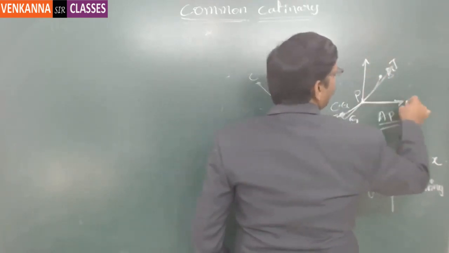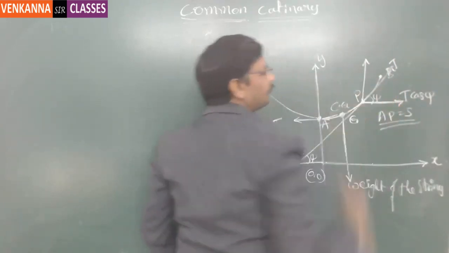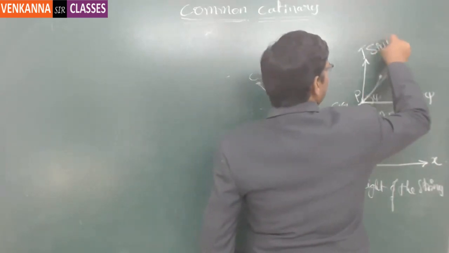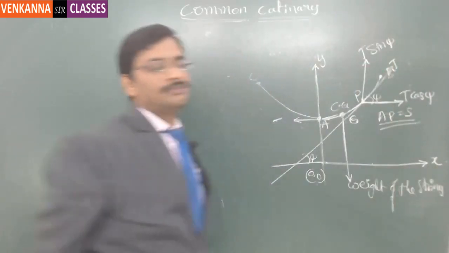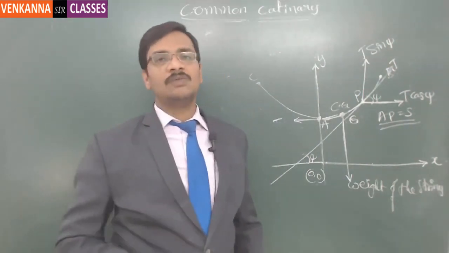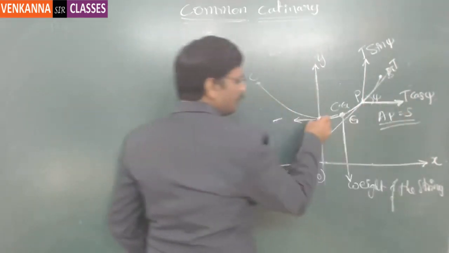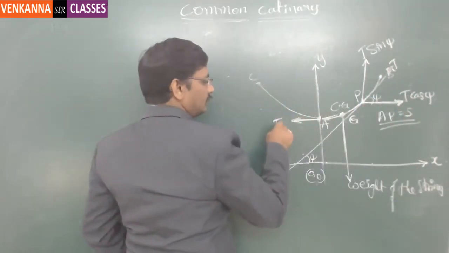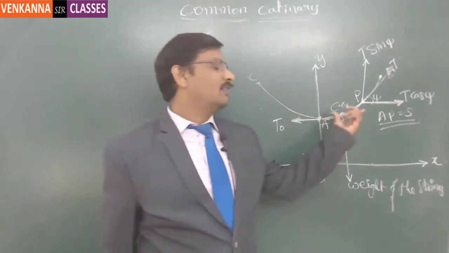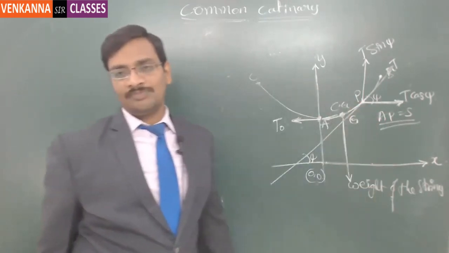So the horizontal component will be T cos psi, because this will make angle psi, and the vertical component will be T sin psi. This is the vertical component. Now there are two different horizontal forces and two different vertical forces here. One horizontal force is T cos psi and the other is T naught, which is acting opposite to T cos psi. For the equilibrium of this length AP, these horizontal components have to be the same.